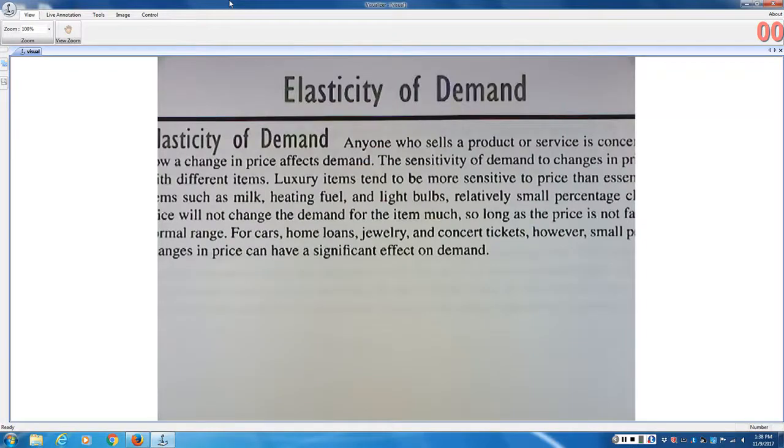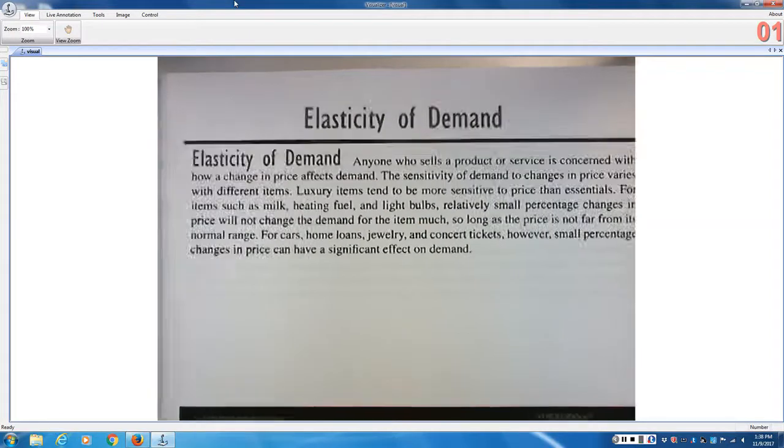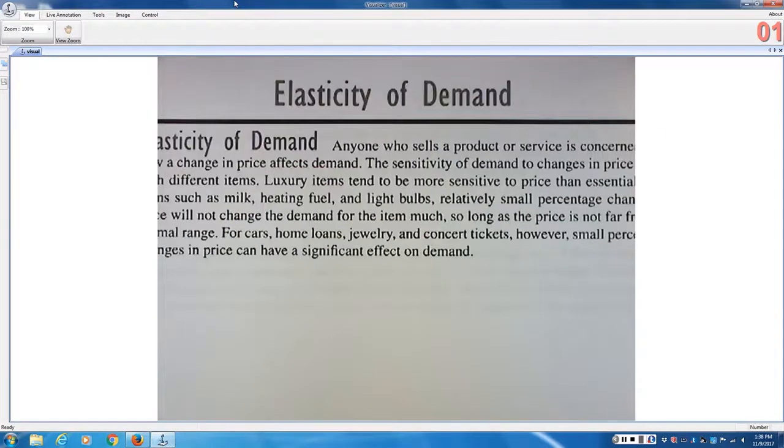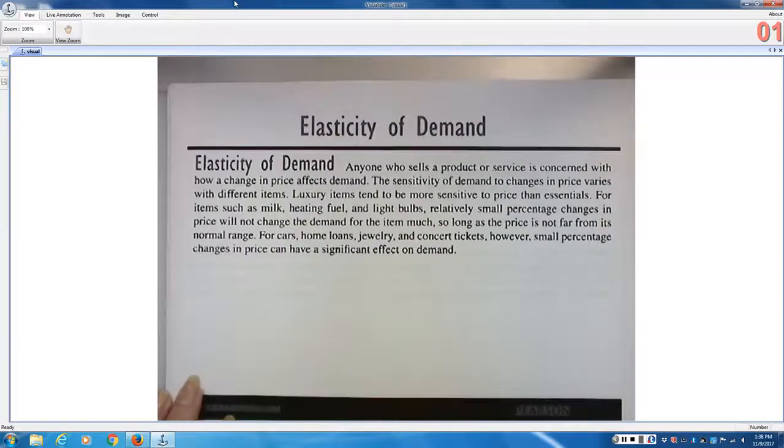So first we need to talk about what is elasticity of demand. What are they talking about? And there are notes if you need them in Shobi. But basically, if you sell something, a product or a service, either one, the main thing you're going to be concerned about is how a change in the price is going to affect the demand for your product. And the sensitivity of demand to changes in price varies with different items.